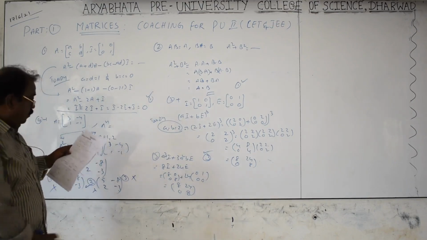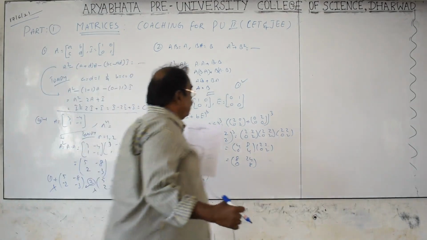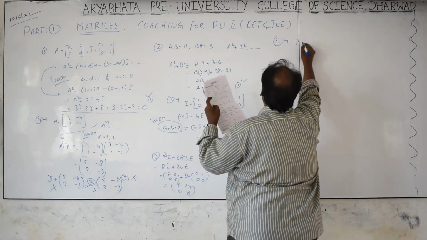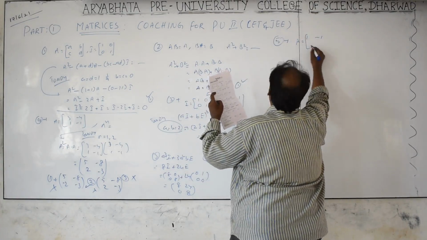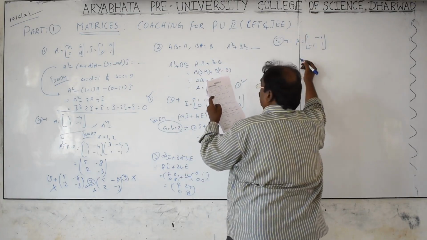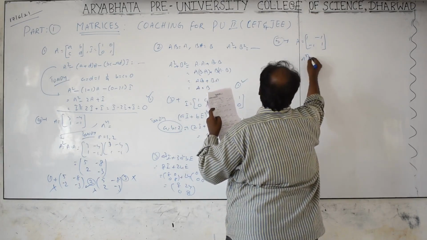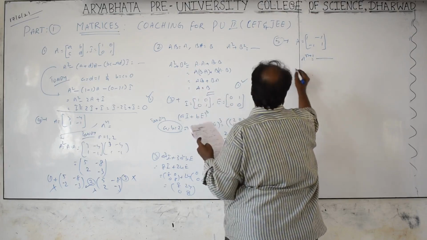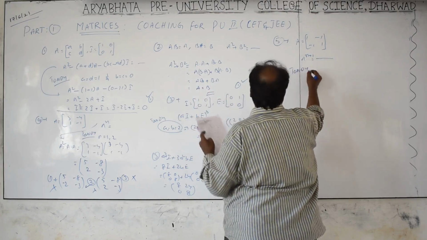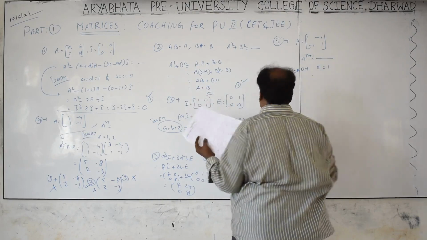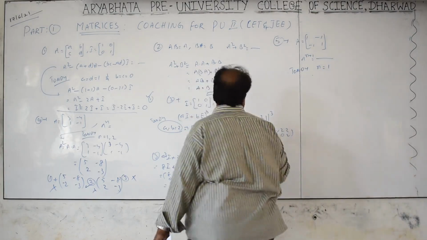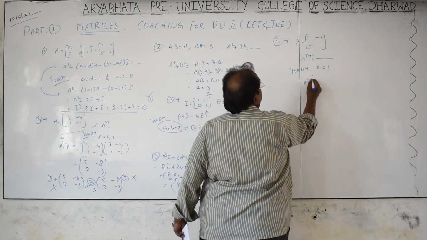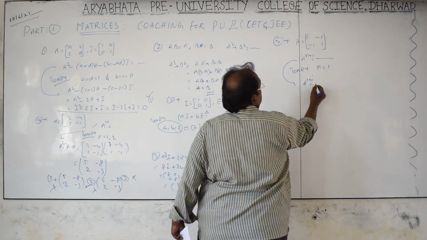Next, the fifth one. Capital A is equal to 1, minus 1, minus 1, 1. And here also A power n plus 1 is given. Okay? Here also, by the short method, you substitute n is equal to 1. N is equal to 1 means in this one it is 1 plus 1, and this is A square.